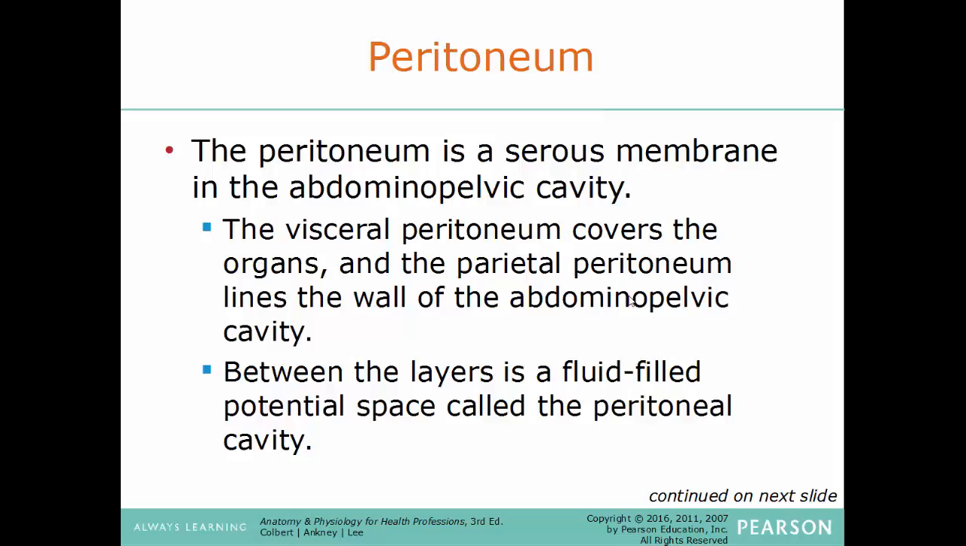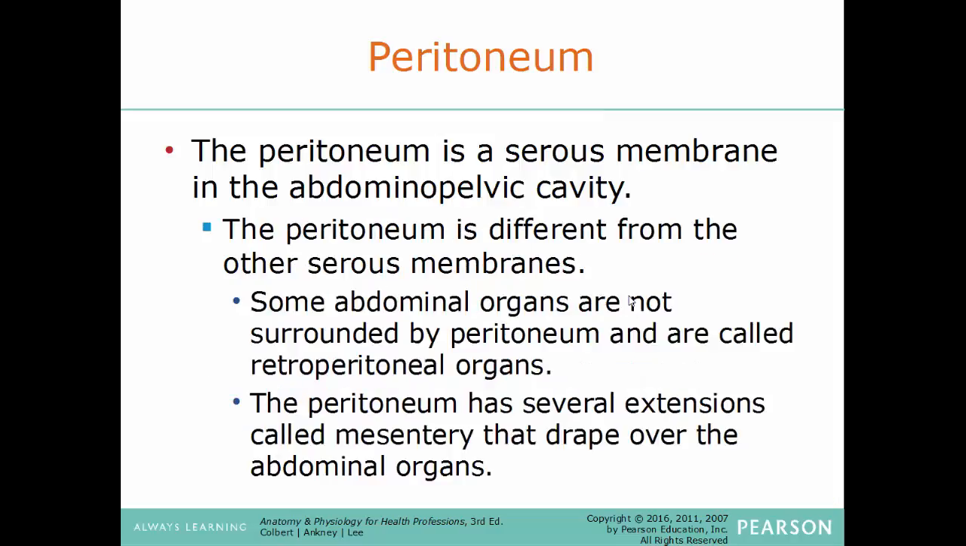Now between these layers is a fluid-filled potential space called the peritoneal cavity. Now the peritoneum is different from other types of serous membranes. Some abdominal organs are not surrounded by the peritoneum, and these are called retroperitoneal organs. A good example of those are the kidneys. They lie behind the peritoneal cavity. And the peritoneum has several extensions called mesentery that will drape over the abdominal organs.